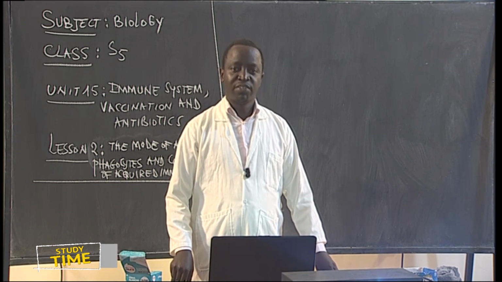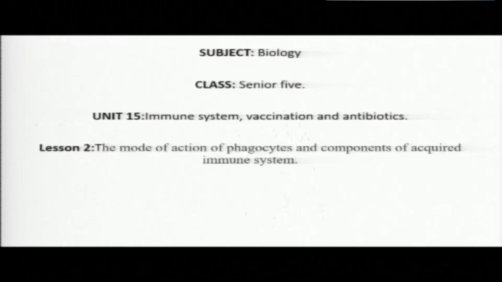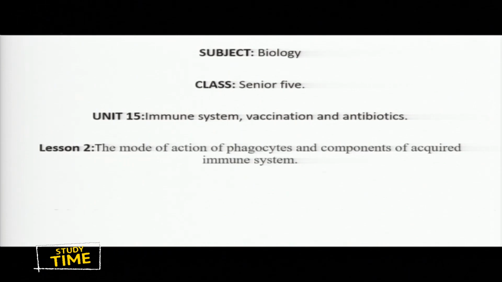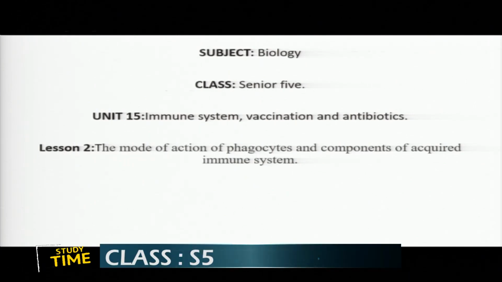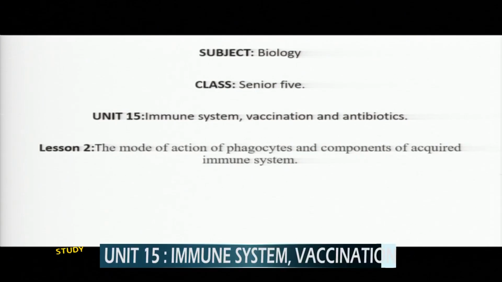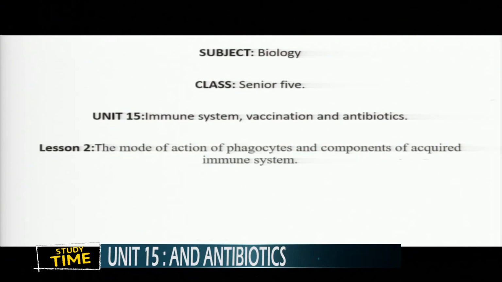So we are still on unit 15, which is immunosystem, vaccination, and antibiotics. The lesson of today is about the mode of action of phagocytes and the components of acquired immunosystem.